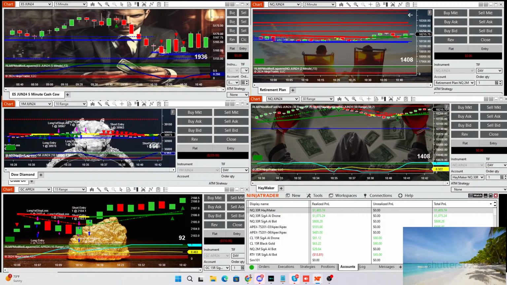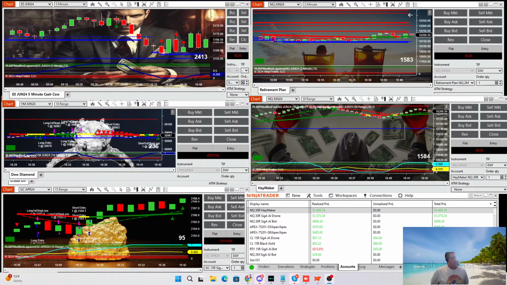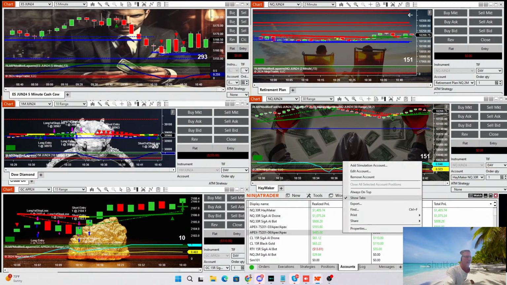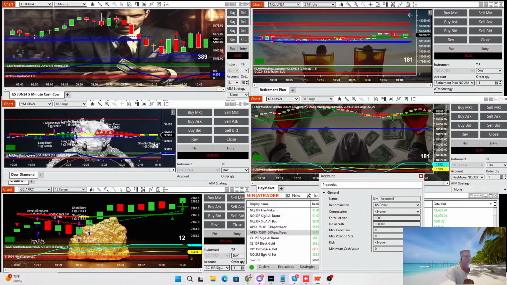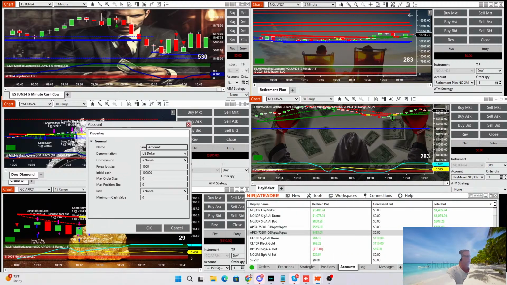How do you create a new SIM account? That's a good question, Jan. The short answer is I can disconnect my connection. Once my data feed is disconnected, I would come down to my Accounts tab, and I would right-click, and I would select Add a Simulation Account. And then I would name my strategy. I would name the account here something similar to what's in my strategy.